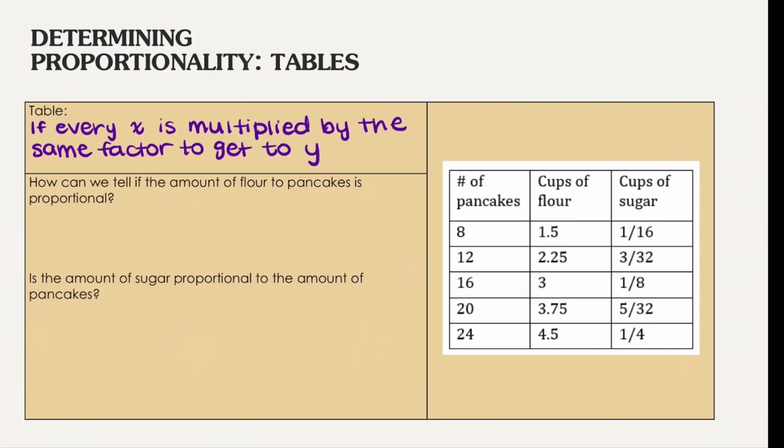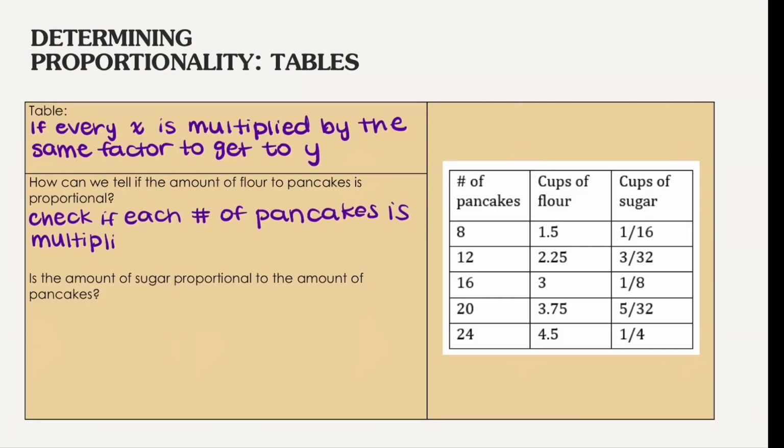If I'm trying to find the amount of flour, if it's proportional, I need to check if each number of pancakes, because that's my x, is multiplied by the same factor to get flour.